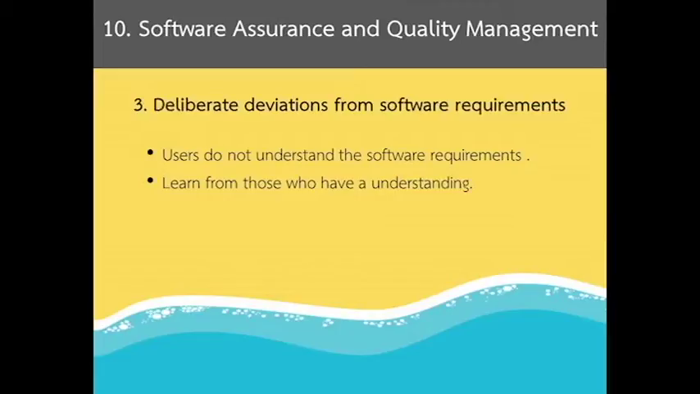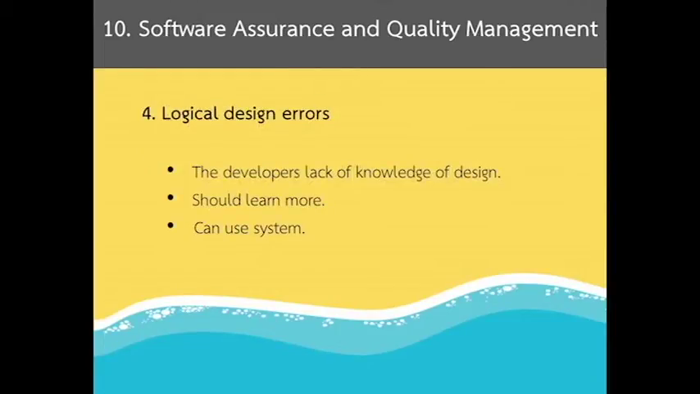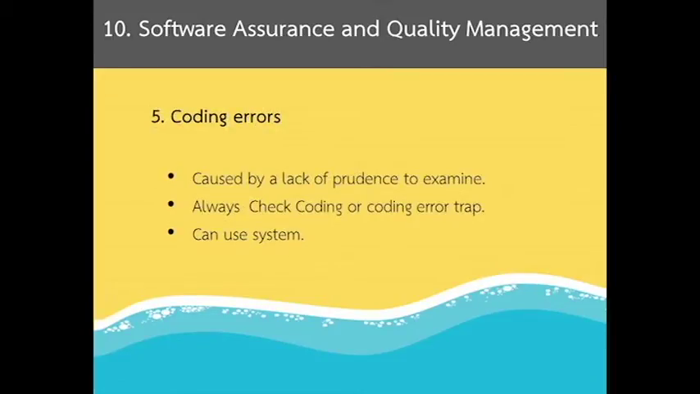3, deliberate deviation from software requirements. First, the user doesn't understand the software requirements. Finally, learn from those who have understanding. 4, logical design error. First, the developer lacks. 5, coding error. First, caused by a lack of prudence to examine. Second, always check coding or the coding error draft. Finally, the user can use the system.